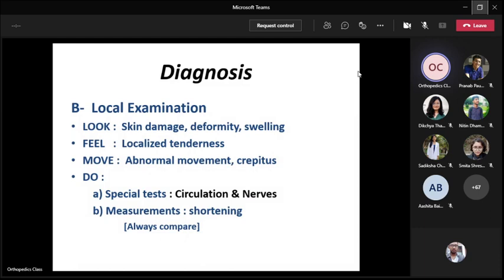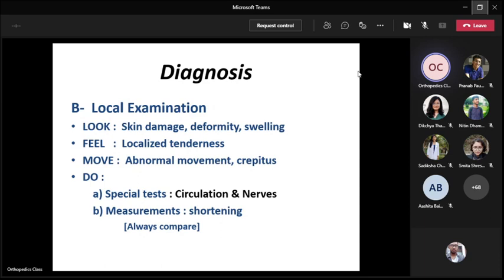So look, what does it mean? Look means without touching the patient, whatever you see, that all comes under the look. That means inspection. So that is soft tissue conditions, as well as the bony landmarks. There are certain areas where obvious prominent bones are there. By looking at those, you can make out what the problem is over there.